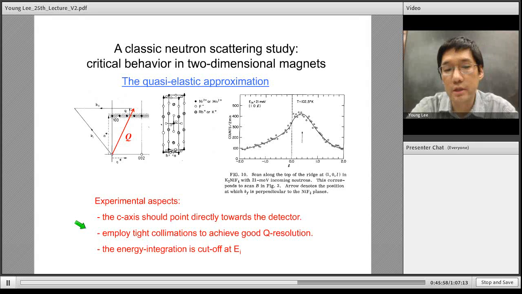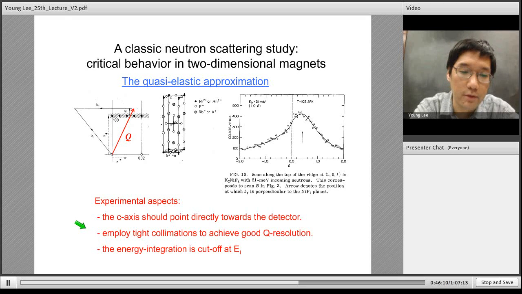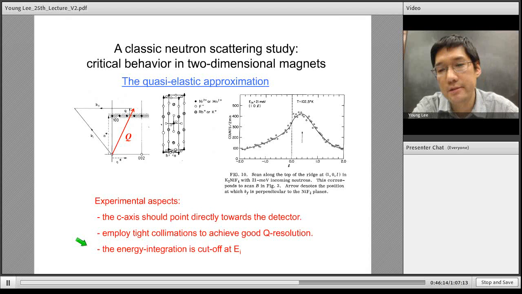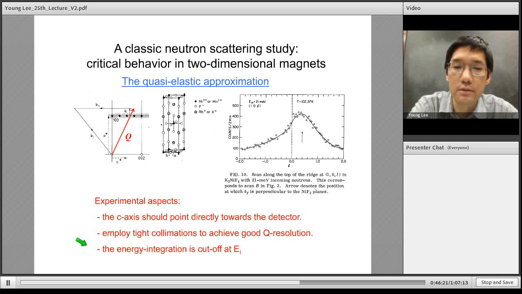Then what you typically want to do is use tight collimations. This will give you good Q resolution, because if you want to measure divergent correlation lengths, you want to have very good Q resolution. And one thing to keep in mind is that the energy integration is not to infinity. It will be cut off at as high as your incident energy. So you might try doing measurements at various incident energies to see if you get the same results, meaning that you are doing a good relevant energy integration.